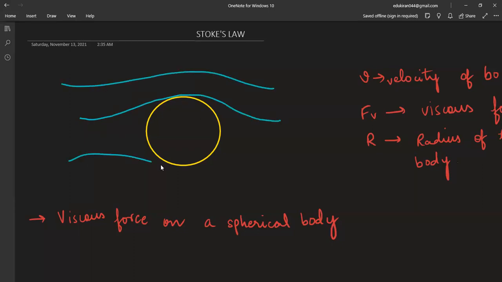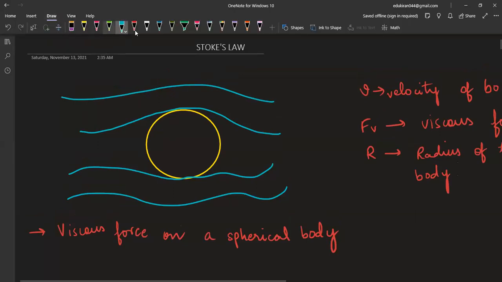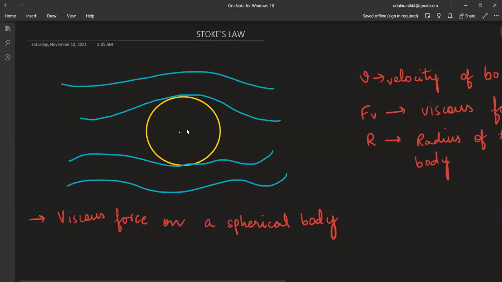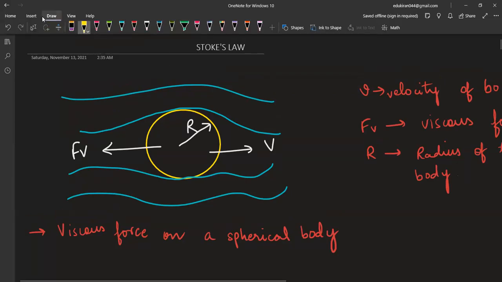we have a separate formula. Suppose this is a sphere and these are the layers of the fluid. This is the radius r, let's say. If this is moving forward with velocity v, backward there will be an opposing resistance, a viscous force. Fine. There will be an opposing backward viscous force acting on the body. Now see, what is the value of this viscous force that you have to remember?